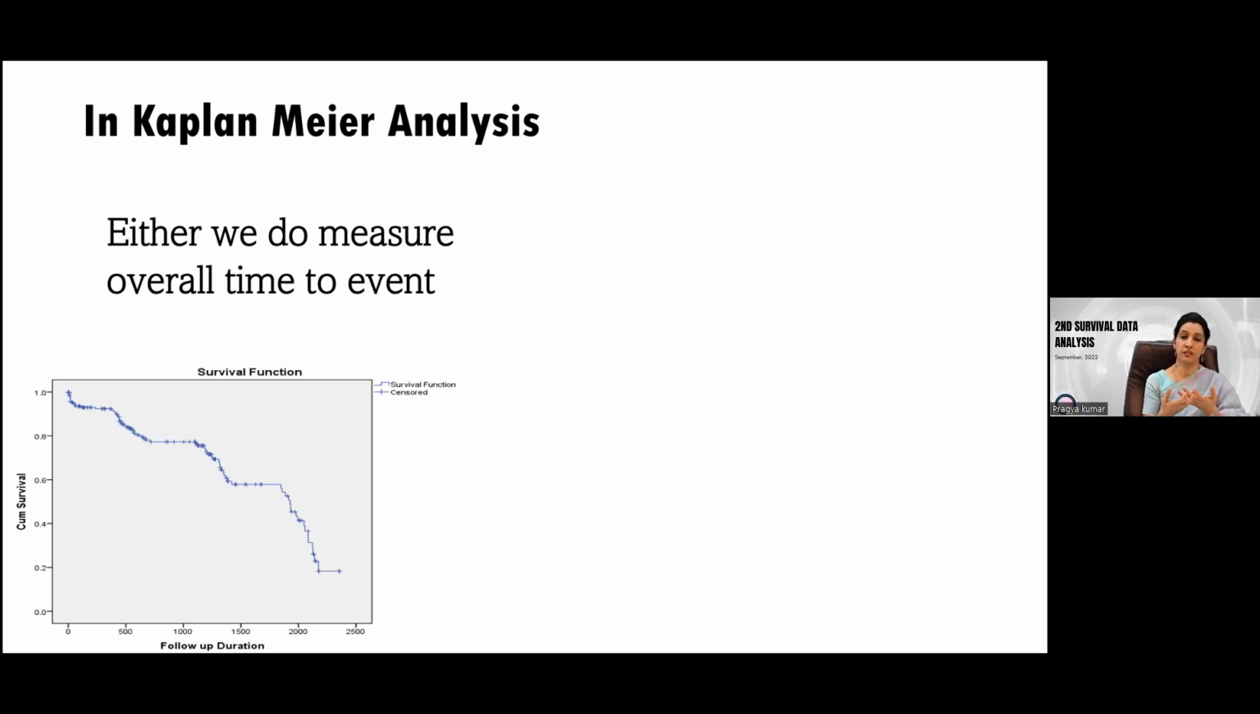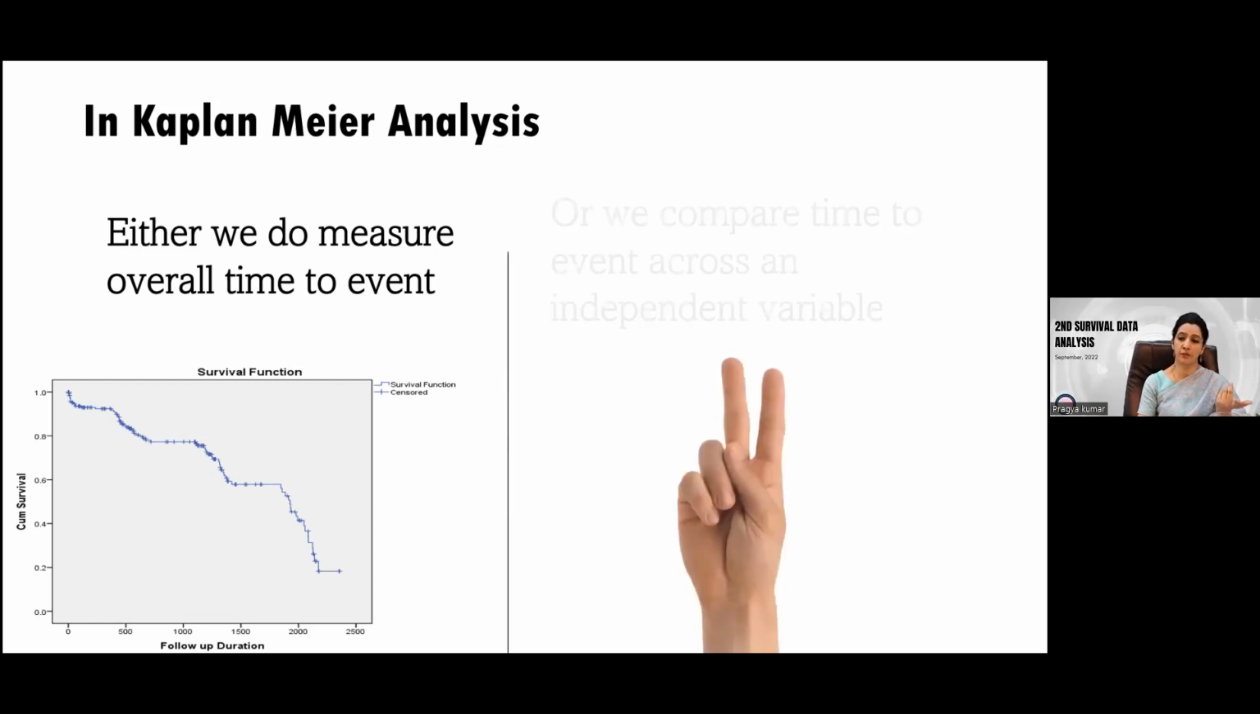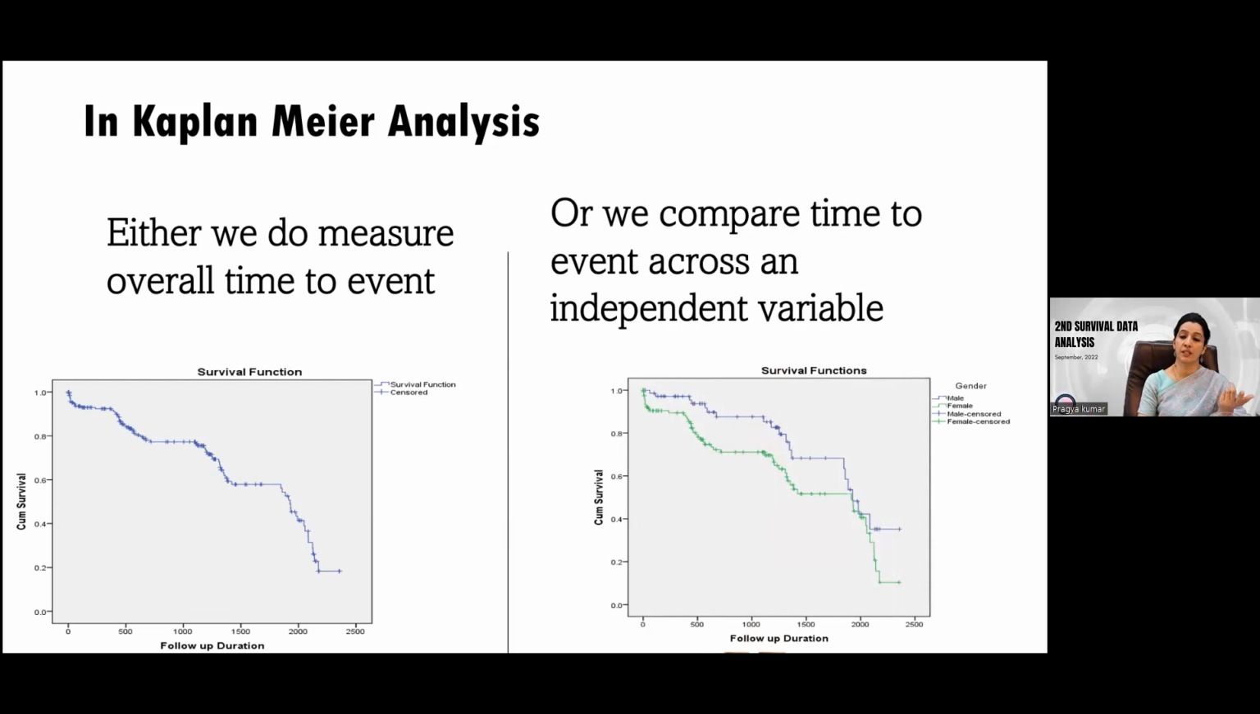Like if you see that, it is approximately 20 to 30% of the total sample which you take, whether it is a randomized control trial or a prospective cohort study. So either you measure the overall time to event, when you will have a single graph like this, or you can compare time to event across an independent variable.